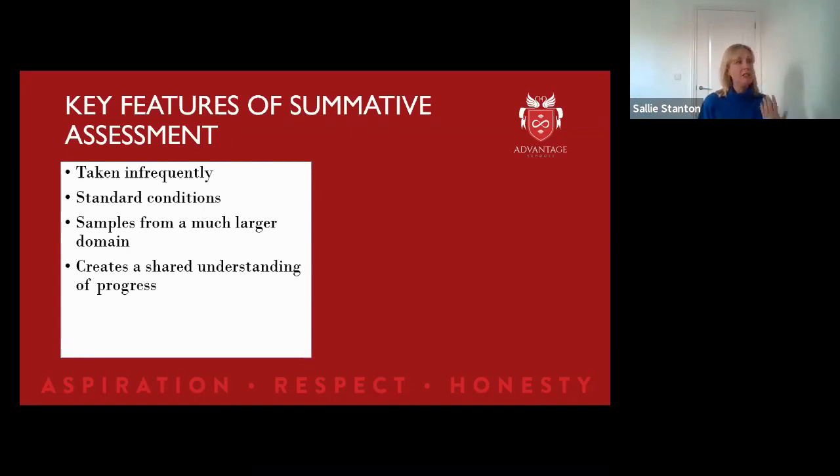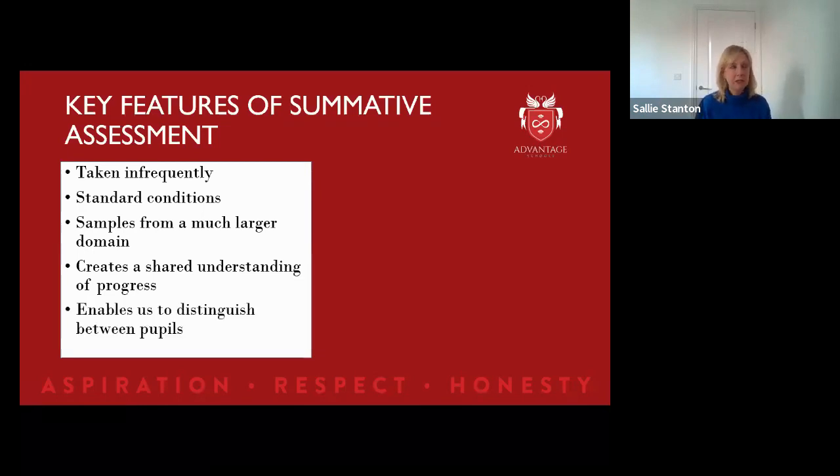And the point of summative assessment is to give us a shared understanding of progress. So if a pupil has remembered 50% of everything that they were taught, that's a shared understanding that we can then share with families, with parents, and with pupils to give them a sense of how they are progressing through that curriculum. And that's this idea of the curriculum as the progression model. How much of what they've been taught do they know, or how much of what they've been taught to do can they do? And it enables us to distinguish between pupils.